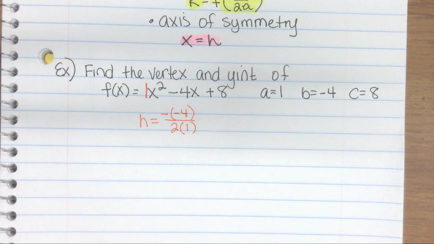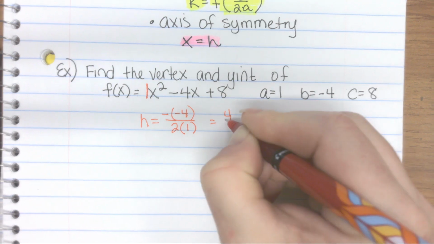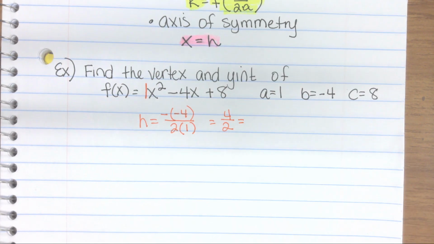This part I can do in my head. The next part, if you need a calculator for it, you're going to want to grab that. What's the opposite of -4? We already said it's 4 divided by 2. What's 4 divided by 2? 2.